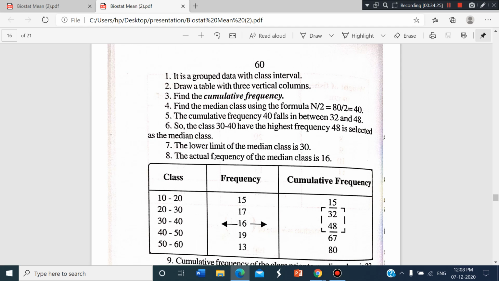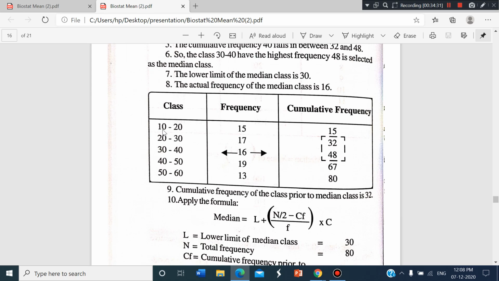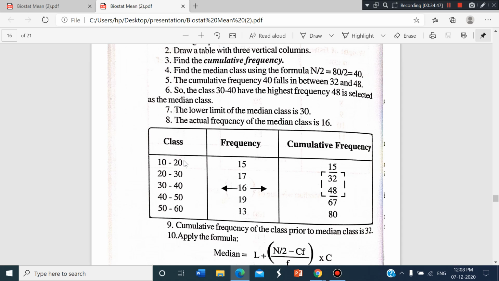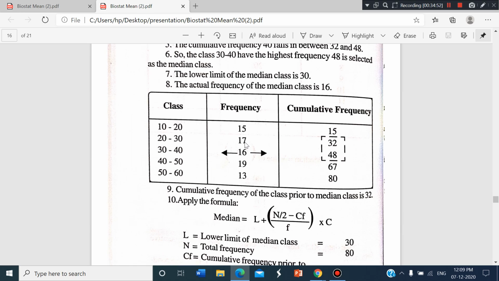Here you should know the lower and upper limit. In the class 10 to 20, 10 is the lower limit and 20 is the upper limit. In the next class, 20 is the lower limit and 30 is the upper limit. Now arrange them with the frequency. 10 to 20, how many? There are 15. 20 to 30, 17 fishes. 30 to 40, 16 fishes. 40 to 50, 19 fishes. And 50 to 60, there are 13 fishes.